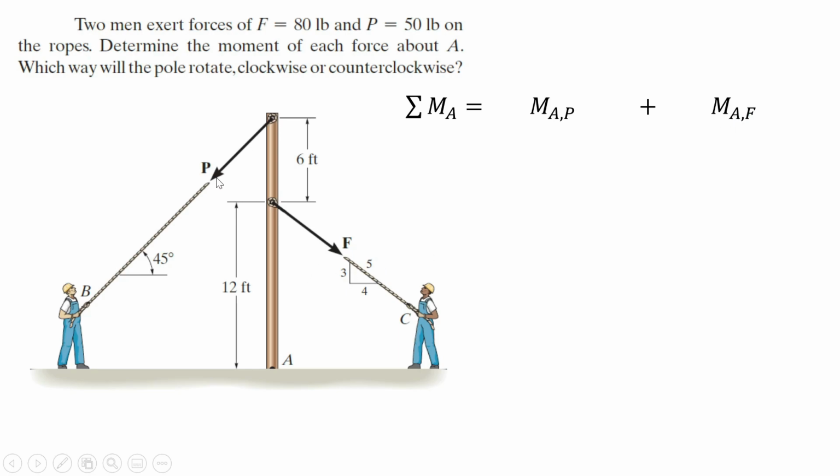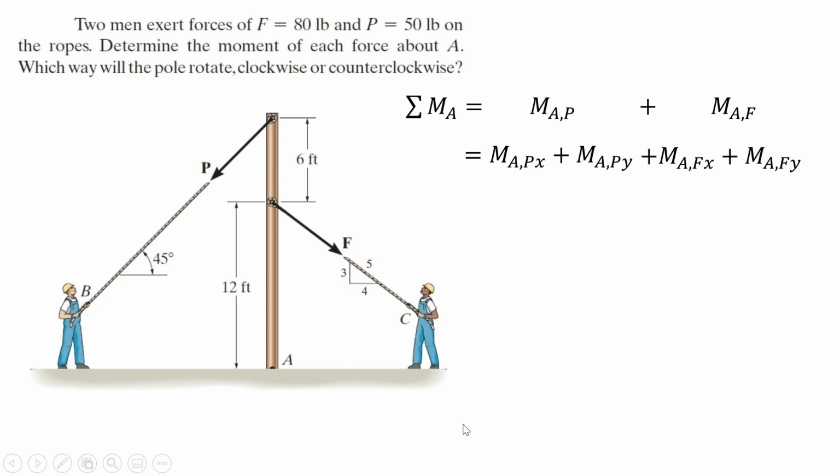Since force F and force P are in a diagonal position, meaning in between quadrants, we expect to get the components of force P and the components of force F. So to solve for the summation of moment at point A, we will have the moment due to Px plus the moment due to Py, and we will also get the moment due to Fx and the moment due to Fy. We will get the sum of these and determine the net rotation of this pole due to these forces. So let's try to solve it.